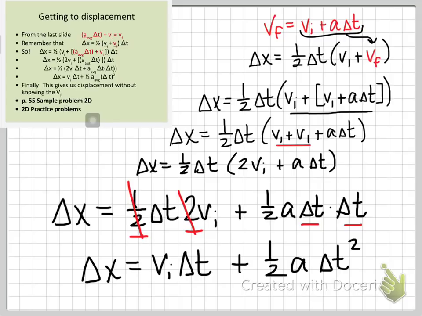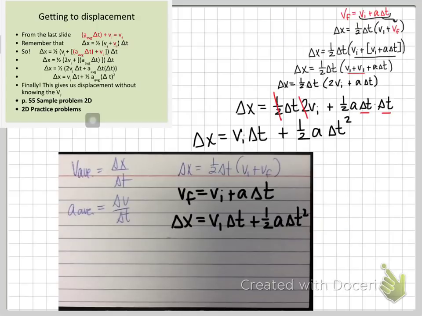What we have is delta x equals vi delta t plus 1/2 a delta t squared, which means that as long as we know our vi, delta t, and a, we can find displacement, even if we have no clue what the final velocity is. Let's add that to our note card, shall we? Okay, so we now have the first three of our four golden equations.